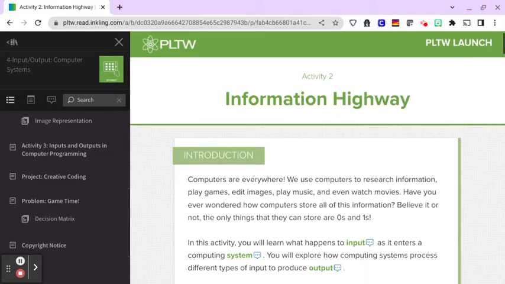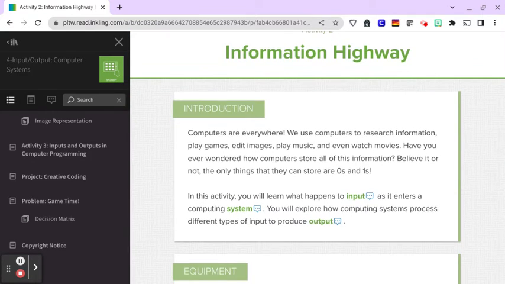Information highway. Computers are everywhere. We use computers to research information, play games, edit images, play music, and even watch movies. Have you ever wondered how computers store all of this information? Believe it or not, the only things that they can store are zeros and ones. In the upcoming activity, you will learn what happens to input as it enters a computing system. You will explore how computing systems process different types of input to produce output.